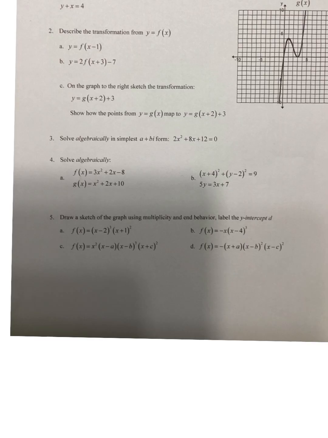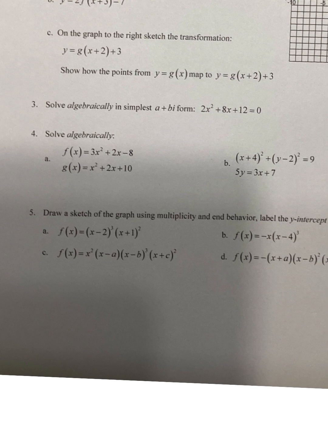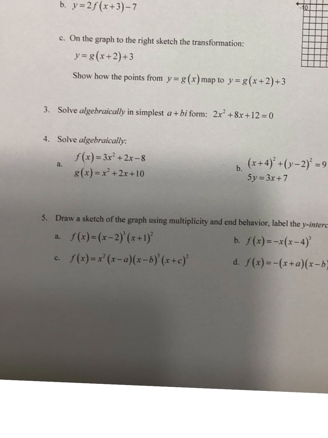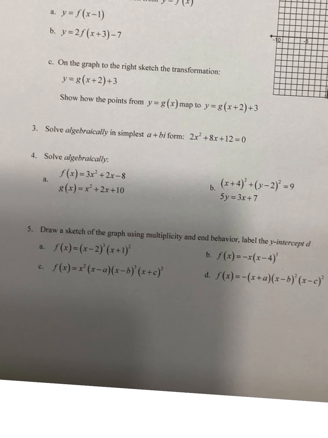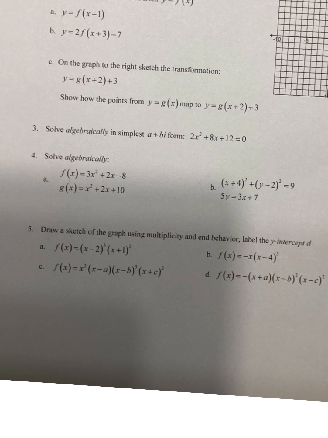Okay, so number 5 is the graphing. Graphing using multiplicity and end behavior. And I want you to label the y-intercept D. Okay, so these are already in factored form. Notice these are the ones that have the variables. Remember, we spent some time on that. And these ones here have your numbers.